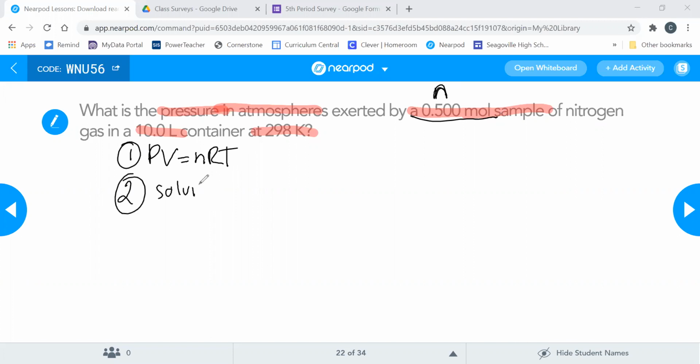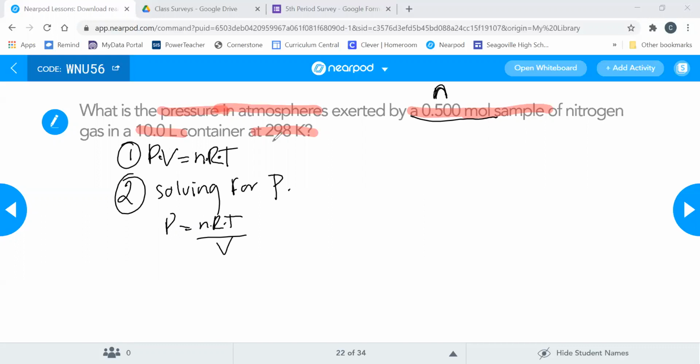So we're solving for pressure. So it's gonna look like this. All I have to do is move the V to the other side. So it's gonna look like this, and know that all of them are being multiplied, except for the V, it's gonna be divided because we moved it. Thirdly, plug it in. That's it.